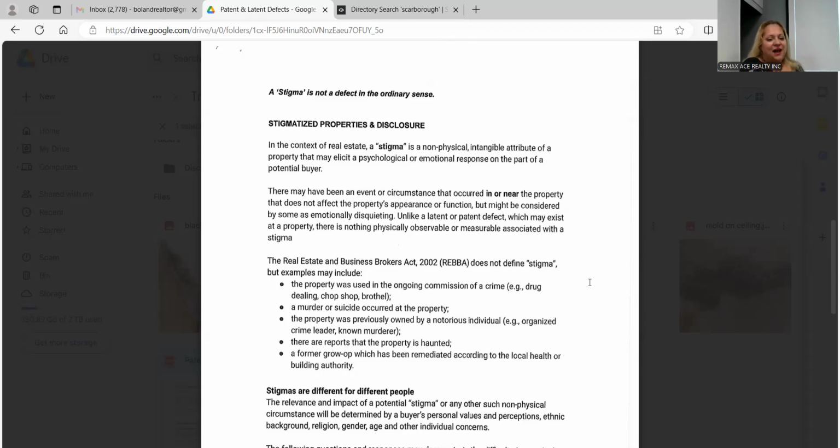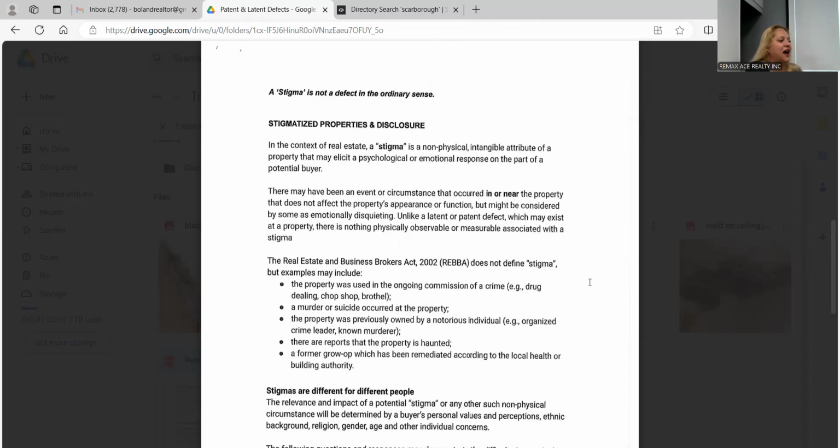There are reports that the property is haunted. So I remember when I was at ORIA, now it's Humber for real estate, we were in the class talking about stigmas and patent and latent defects. And somebody says haunted, come on, that's not real. Like, crime is real, suicide is real, but haunted, how's that going to bug someone? It may, you know what I mean?